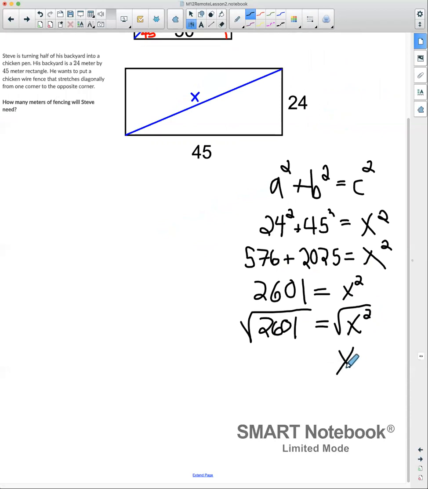Okay, and then you get x is equal to 51. Okay, so how many meters of fencing will you need? 51. Okay. Next question.